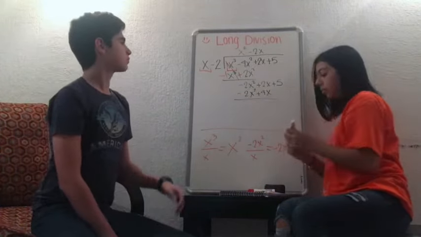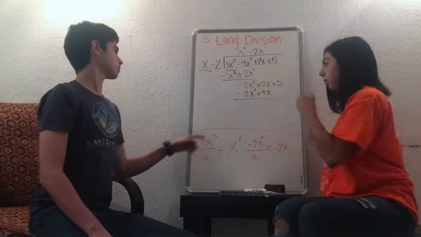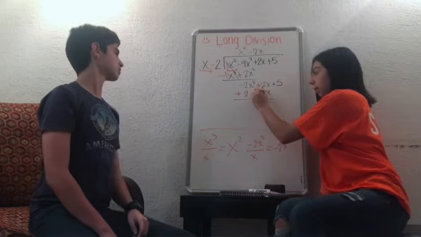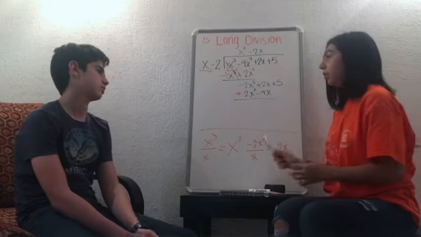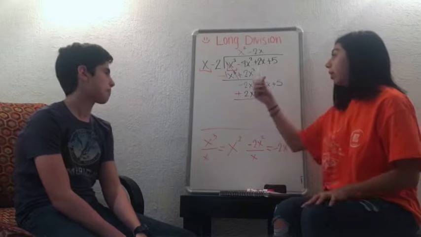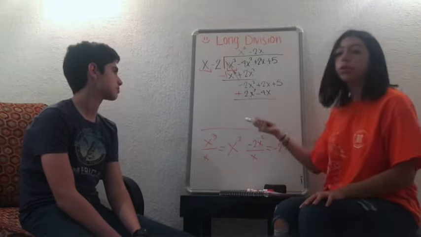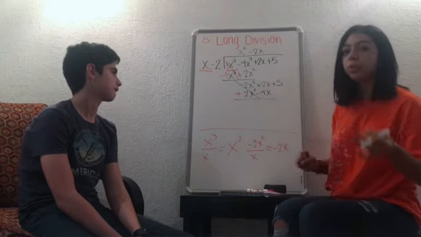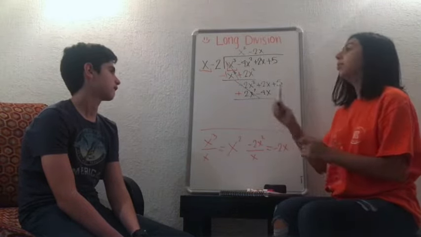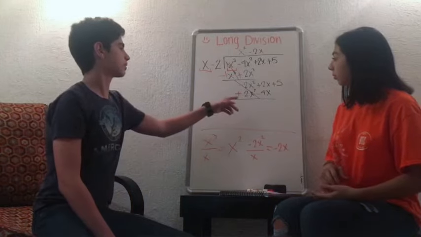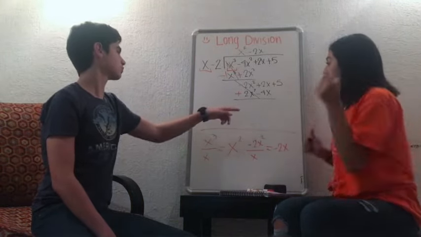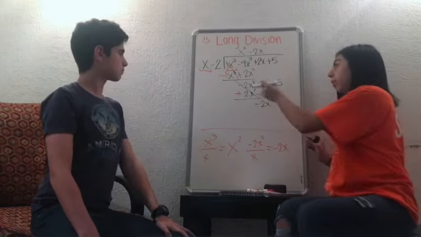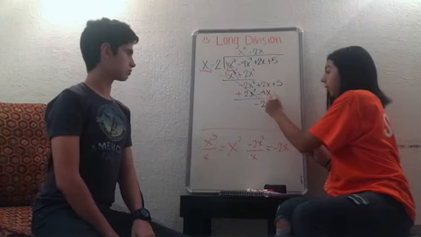Remember that we have to change the sign, so it will give us positive 2x squared and negative 4x. It's really important to change the signs. So here we've got negative 2x squared plus 2x squared. It cancels itself out because negative 2 plus 2, 0. And then 2x minus 4x gives us negative 2x. And as before, we're going to move this right here.